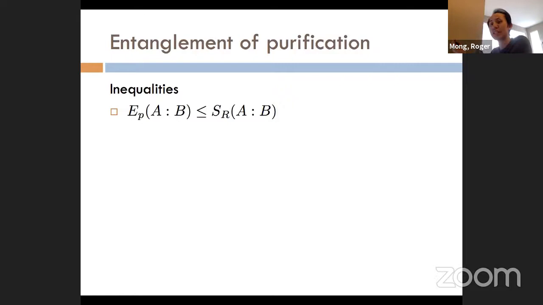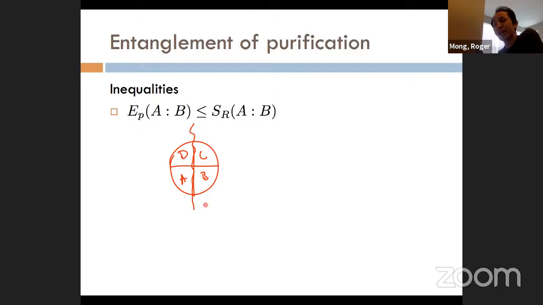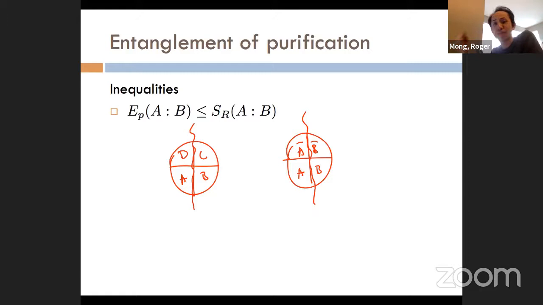And the reason is, in both cases, I'm looking at an entropy that comes from a purification. So in the left case, I'm looking at ABCD, and I'm looking at the optimal case that purifies this. In the right case, I'm just looking at a very specific purification, and I'm looking at the entanglement entropy here. So basically by definition, because EP is the minimization over all purifications, it has to be less than SR, which comes from only one specific purification.